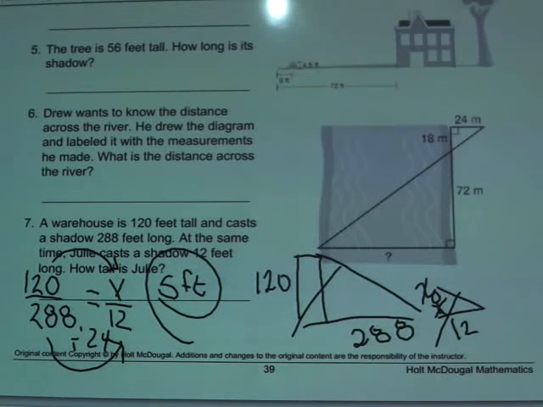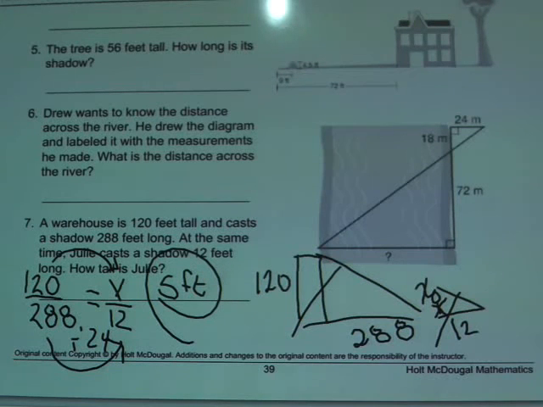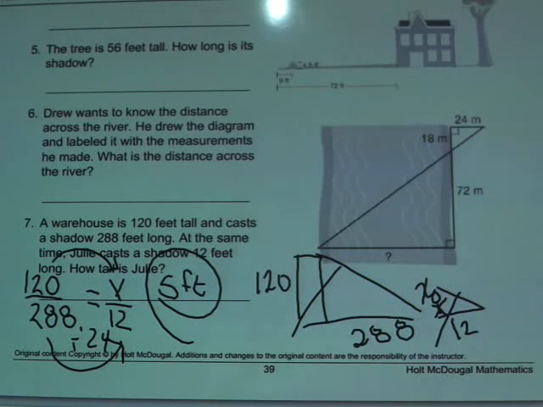If you want to solve the other way with cross products, you're going to do 120 times 12, which is 1440. And then you're going to say to yourself, what number would I multiply by 288 to get to 1440? Well, if you take 1440 and divide out the 288, the result is still 5. So either approach to solving doesn't change Julie's height. Julie is 5 feet tall.